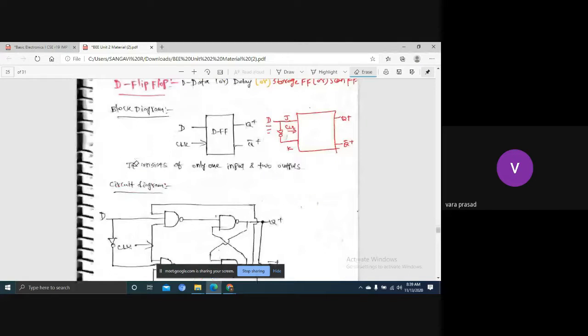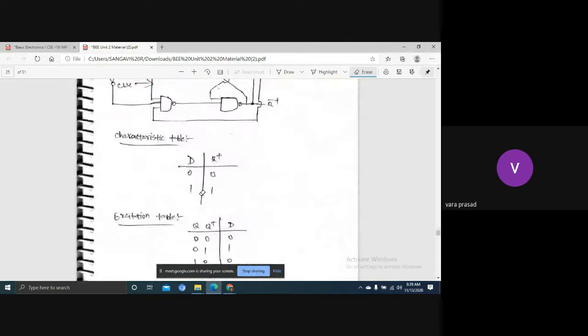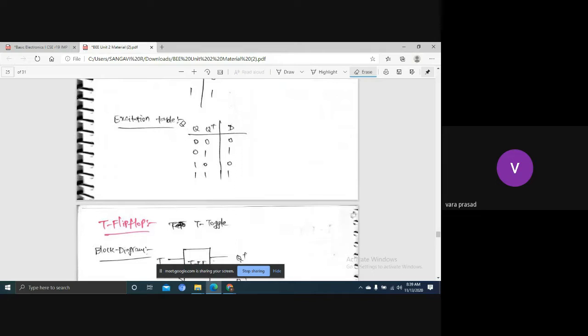Now the characteristic table. D is 0 means 0 will come. D is 1 means 1. I said that it is a scan flip-flop. What input comes, that comes out as the output. And the excitation table: Q plus, Q, D is the input. I already said that. Here Q plus will be D. That's why the same thing will come here.